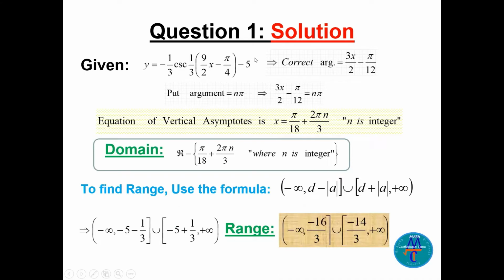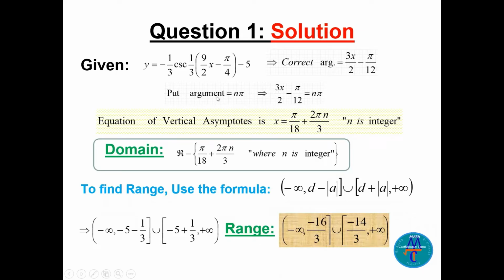Now, this is a cosecant function. We have to find first the correct argument. So I multiply 1 over 3 times 9 over 2 x minus pi over 4. This minus 5 is not related to the argument. This is the shifting down. So the correct argument will be 3x over 2 minus pi over 12.